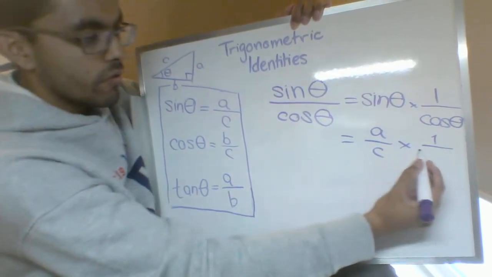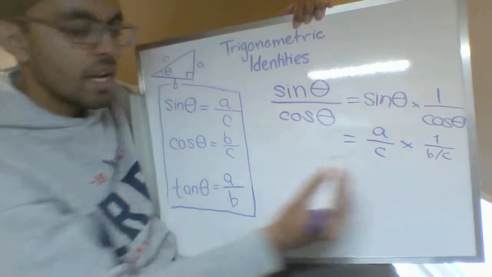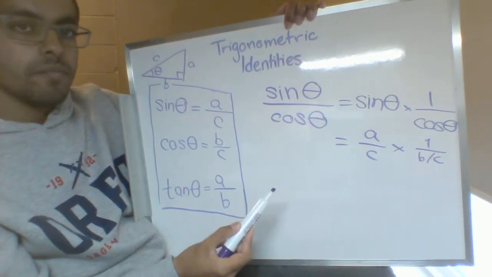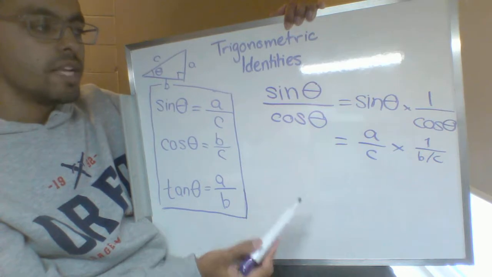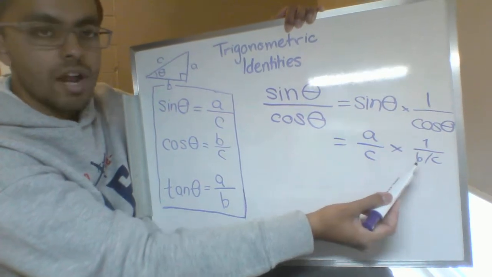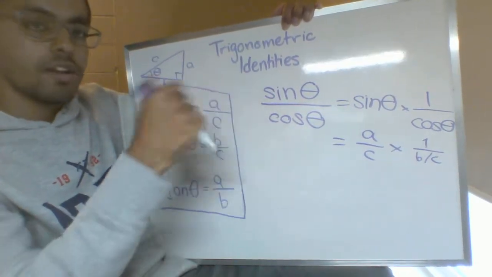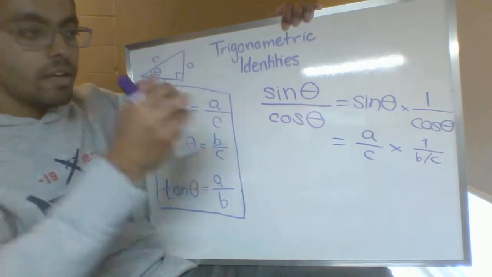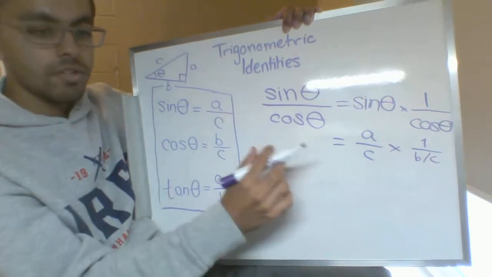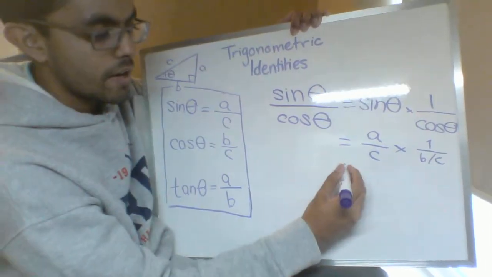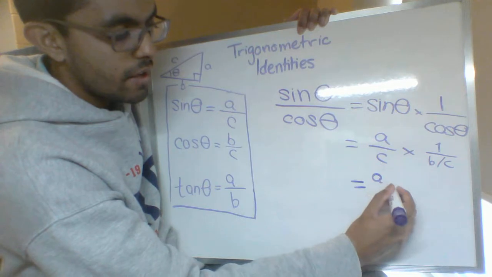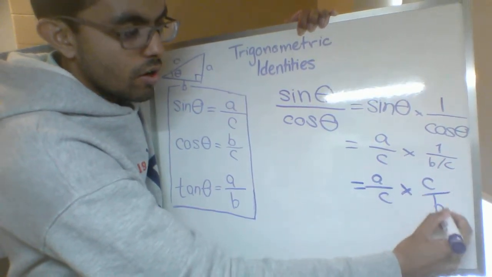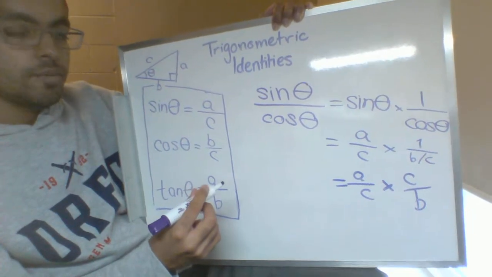Cosine theta is b over c. But I don't like this because now I have a fraction in the denominator. And it turns out what I can do is basically, if I'm dividing by this fraction, I can just flip the fraction. So instead of having it as b over c, I can make it c over b, and then move it up to the top. So basically I can write it as a over c times c over b.